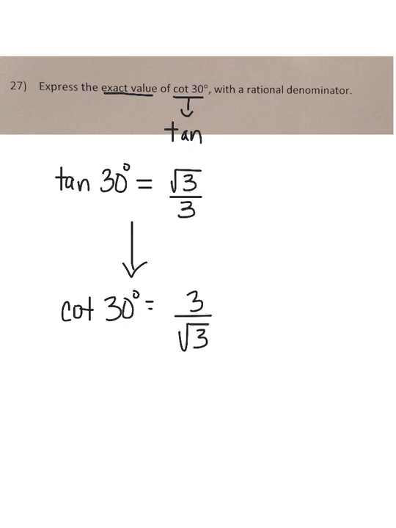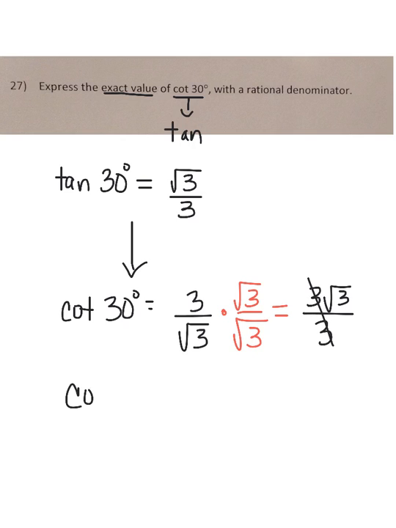It does say with a rational denominator, which means I can't have that radical 3 in the denominator. So I'm going to multiply the top and the bottom by the radical 3 so that I can get rid of it in the denominator, so I can rationalize that denominator. And I will get 3 radical 3 over 3, which will cancel that out. So then finally, my cotangent of 30 degrees will be radical 3.